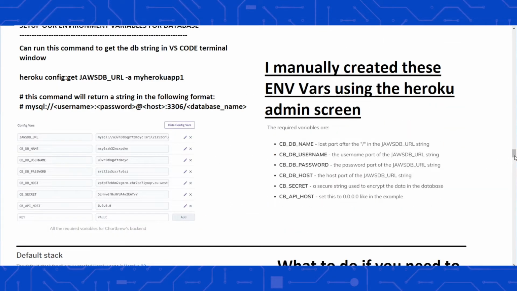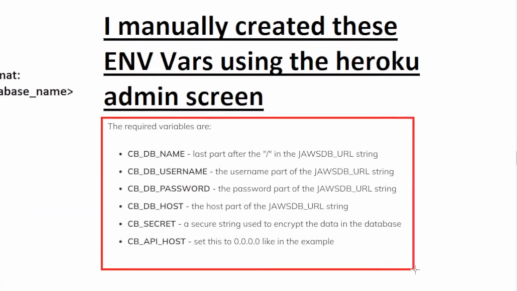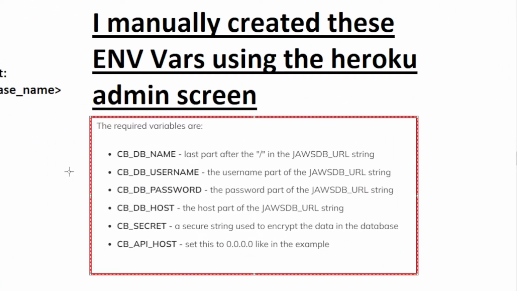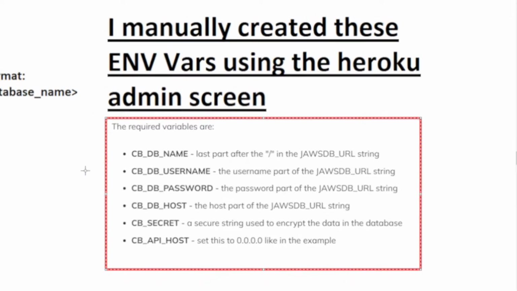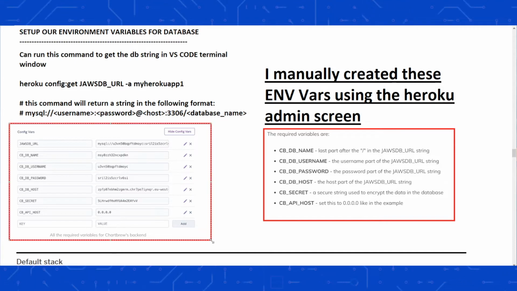So this next screen here, I'm showing how we set up our environment variables for this new MySQL database. This is a list of the required variables as per the Chartbrew documentation. And on the right side, you can see where they were created and added into the environment variables in the Heroku admin panel, which is what I just showed a minute ago.